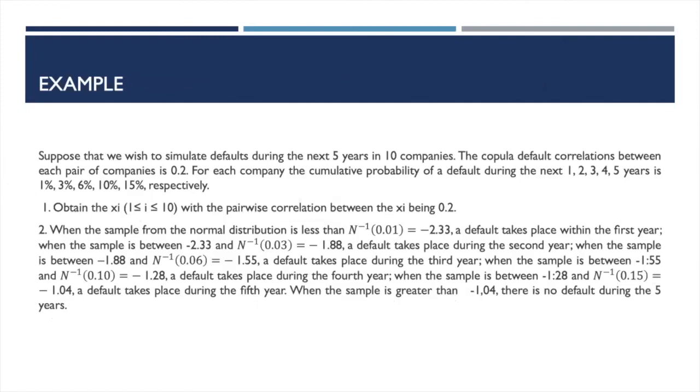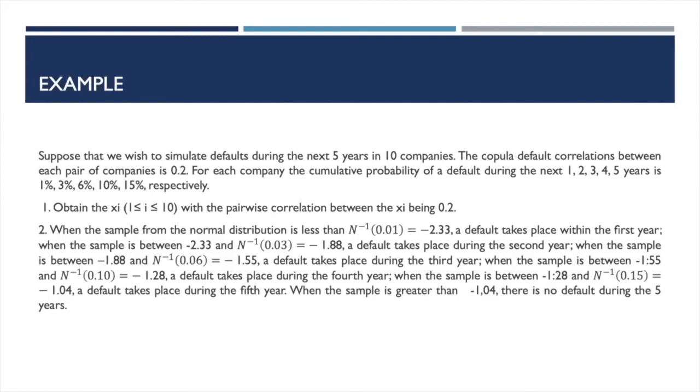So suppose that we wish to simulate defaults during the next 5 years in 10 companies. The copula default correlation between each pair of companies is 0.2. For each company, the cumulative probability of a default during the next 1 to 5 years is 1%, 3%, 6%, 10%, and 15% respectively. When a Gaussian copula is used, we sample from a multivariate normal distribution to obtain the xi, with the pairwise correlation between the xi being 0.2.